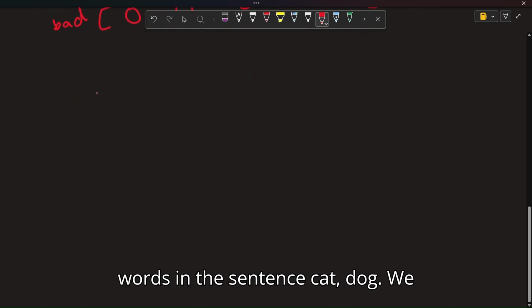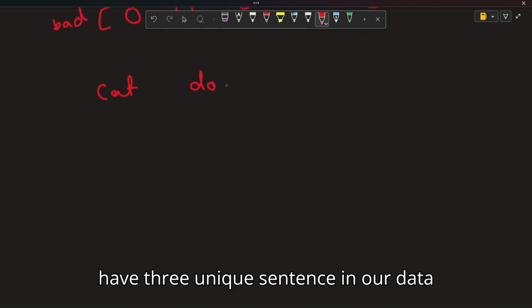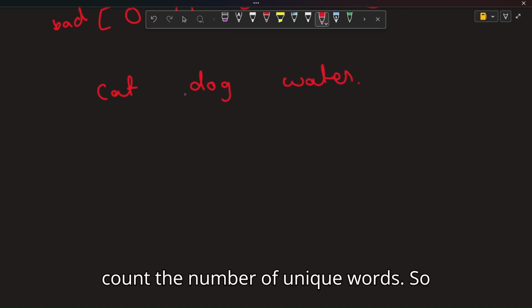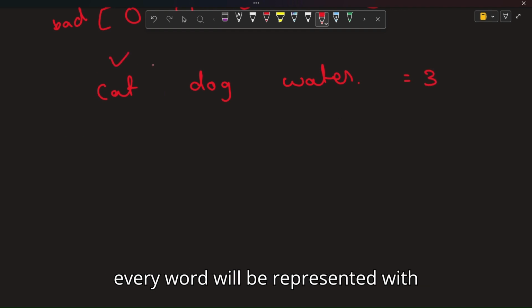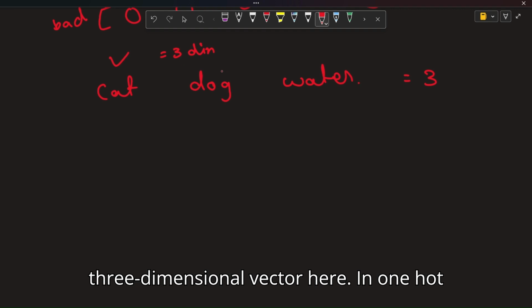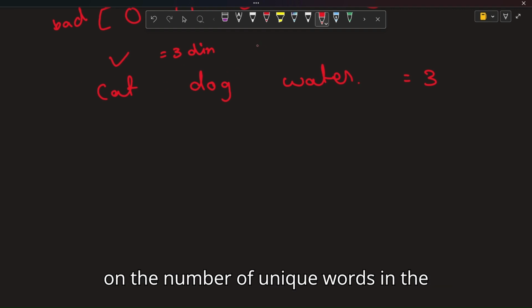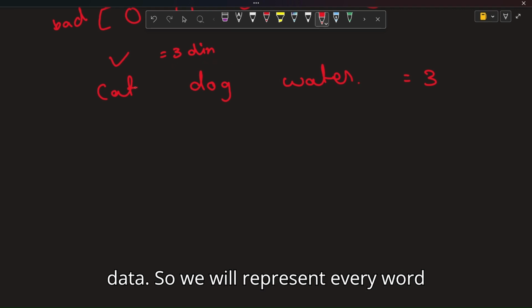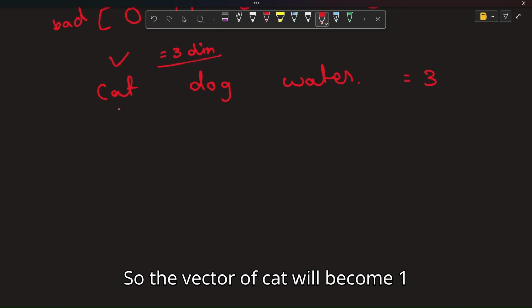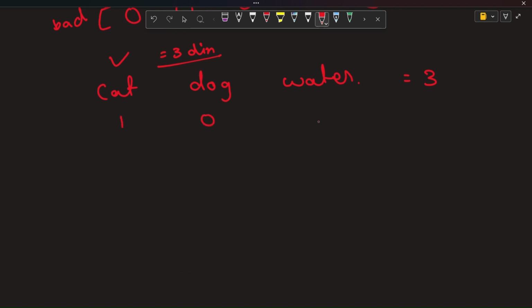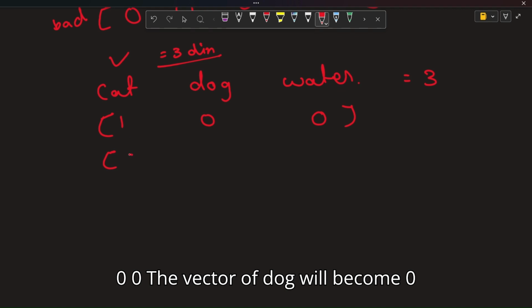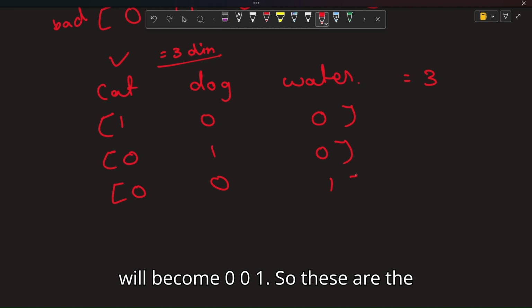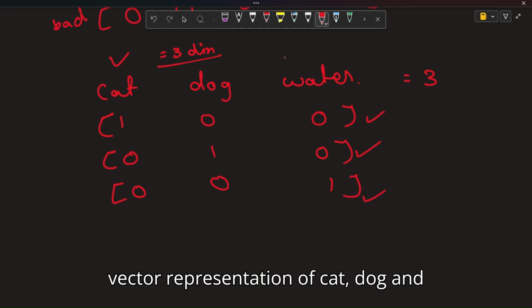We have three unique words in our data: cat, dog, and water. So we will count the number of unique words. The number of unique words is 3. So every word will be represented with a 3-dimensional vector here. In one-hot encoding, the number of dimensions depends on the number of unique words in the data. So we will represent every word with a 3-dimensional vector. The vector of cat will become 1, 0, 0. The vector of dog will become 0, 1, 0. The vector of water will become 0, 0, 1. So these are the vector representations of cat, dog, and water.